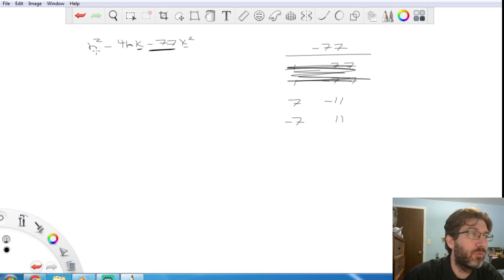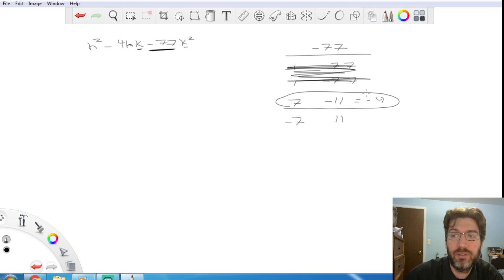Here, we need that 4 to be negative, so the larger one has to be negative. 7 minus 11 gives you that negative 4. So this is the one we want. Or I'm sorry, 7 plus negative 11 gives you that negative 4, however you want to look at it. We are then going to use these as our numbers.